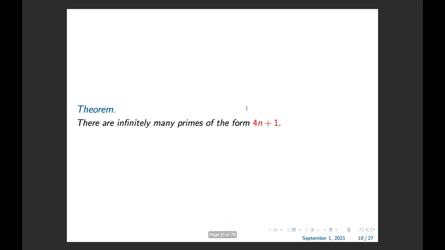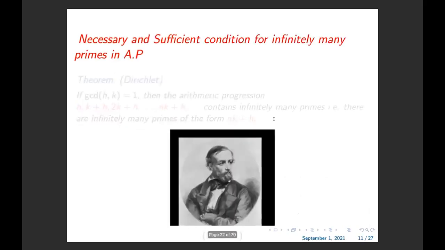Similarly, we can show that there are infinitely many primes of the form 4n plus 1. So now what about a general case? We have given 3 examples: odd numbers, then 4n plus 1, 4n minus 1. Now what about the general case? This was studied by Dirichlet. He gives a necessary and sufficient condition for infinitely many primes.